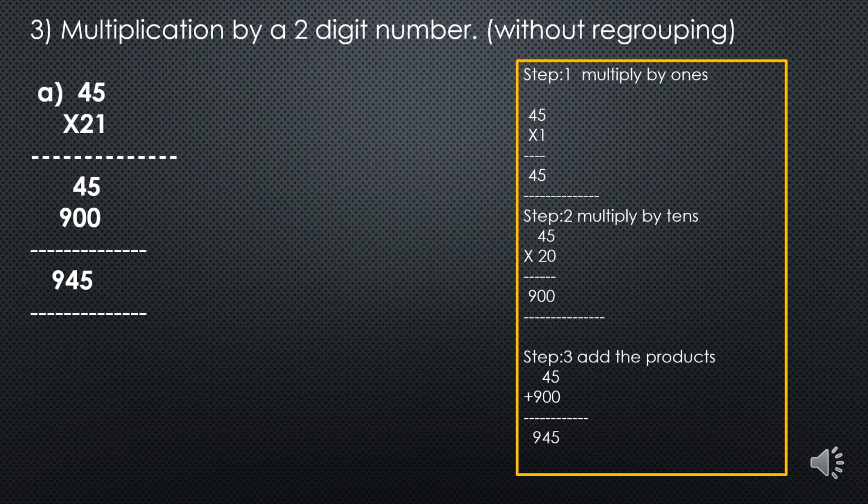Step 3, we want to add 45 and 900 together. So, we will get 945. That is the product. When we multiply 45 into 21, the answer we are getting is 945.